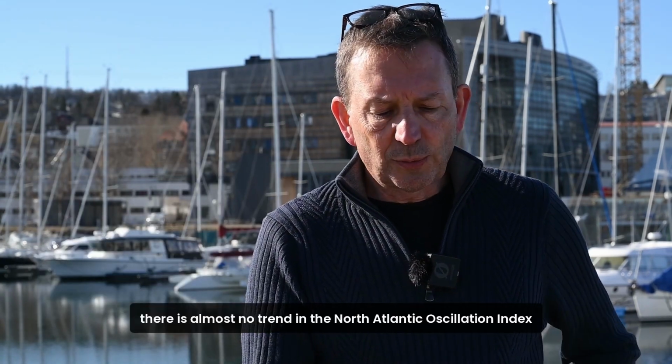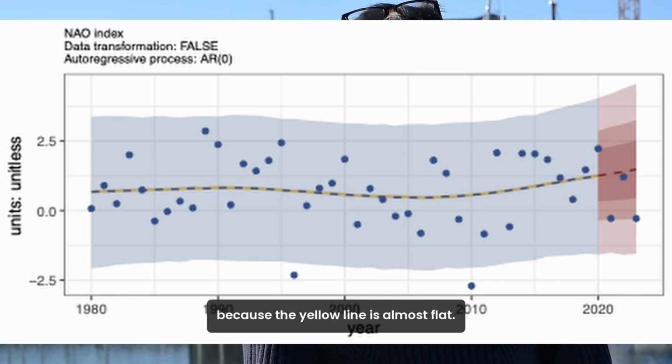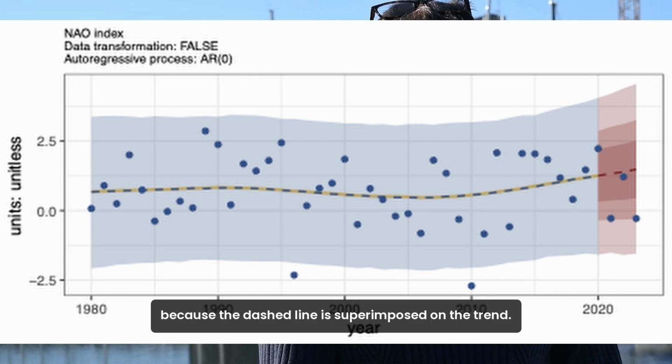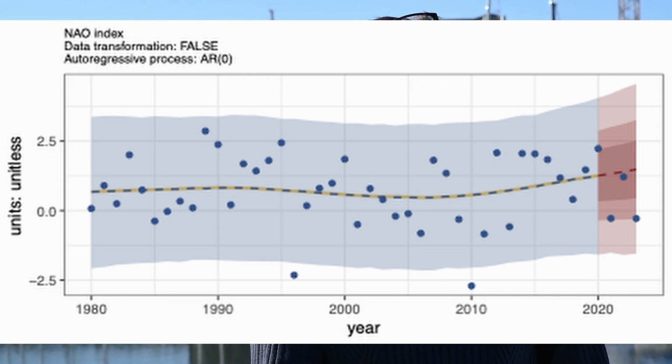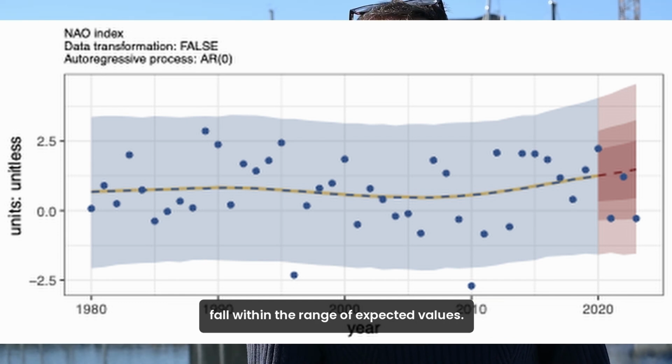We can see that there is almost no trend in the North Atlantic Oscillation Index because the yellow line is almost flat. We can also see that there is no memory in this series from one year to the next because the dashed line is superimposed on the trend. And we can see that observations in recent years fall within the range of expected values.